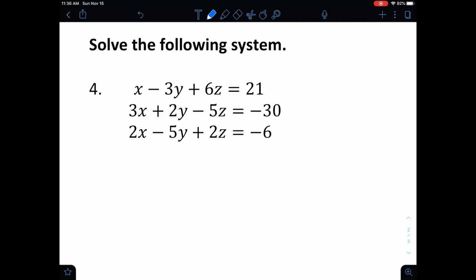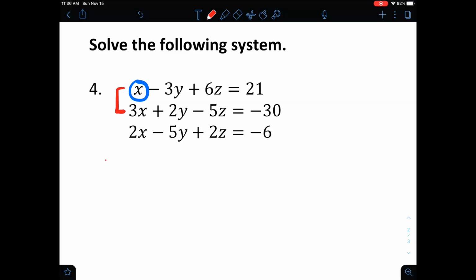No opposites that are going to work really nicely where we could cancel them pretty quickly, but I do see a 1x. Do you guys see a 1x anywhere? Yeah, we got 1x in the top here. So I'm going to use that top equation to get the opposite of 3x and the opposite of 2x. Okay, multiply by a negative, which will make it really nice. So we're going to use the top equation as our frame of reference to cancel x's in both other equations.